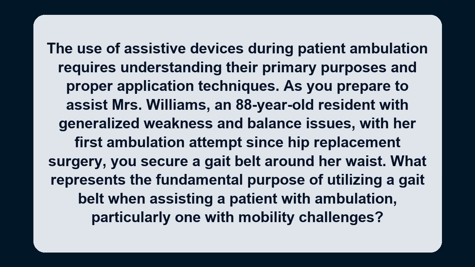Question 5. The use of assistive devices during patient ambulation requires understanding their primary purposes and proper application techniques. As you prepare to assist Mrs. Williams, an 88-year-old resident with generalized weakness and balance issues, with her first ambulation attempt since hip replacement surgery, you secure a gait belt around her waist. What represents the fundamental purpose of utilizing a gait belt when assisting a patient with ambulation, particularly one with mobility challenges?